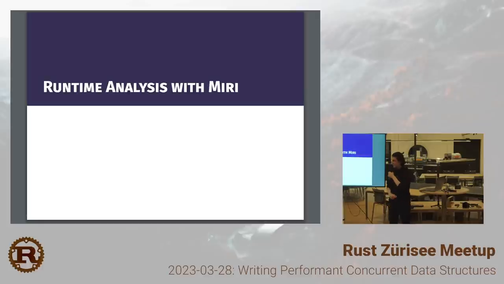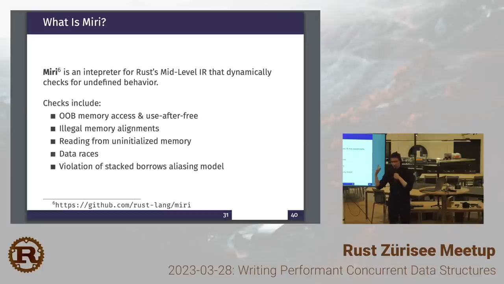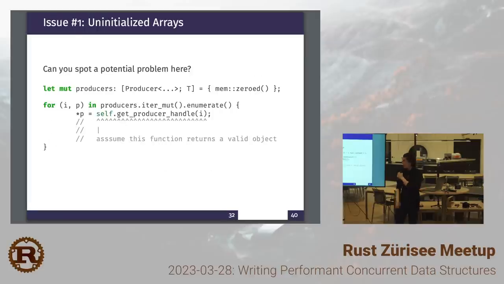So I have three cases that happened to me. And first, one of the greatest tools ever in the history of Rust is probably Miri, because it is an interpreter for the MIR, which is an intermediate representation of Rust. And it checks for all of these kinds of horrible undefined behavior, including the aliasing model. And one example for me was that I had an issue with uninitialized arrays. So basically, I had an array, I zeroed it, I assigned a value to it, and this caused horrible problems. And I didn't realize why.